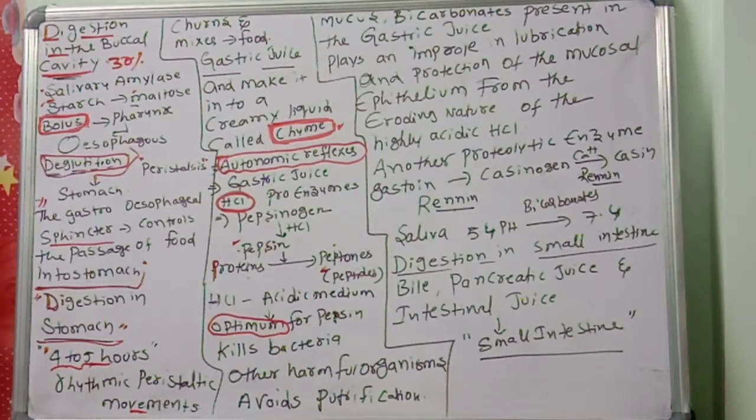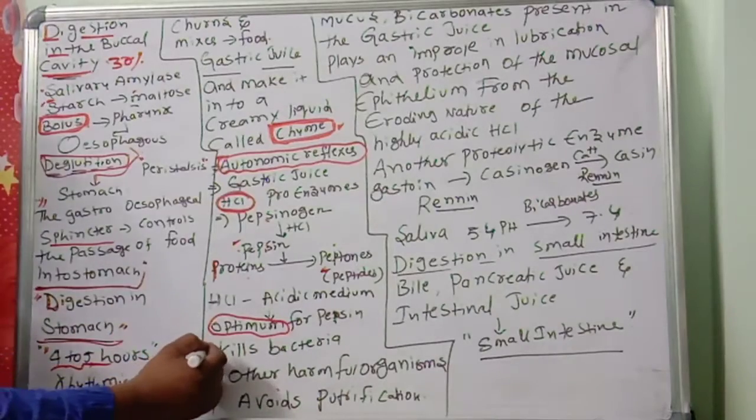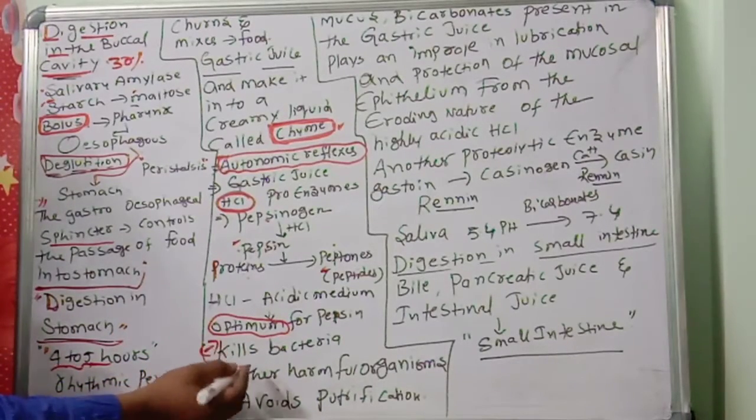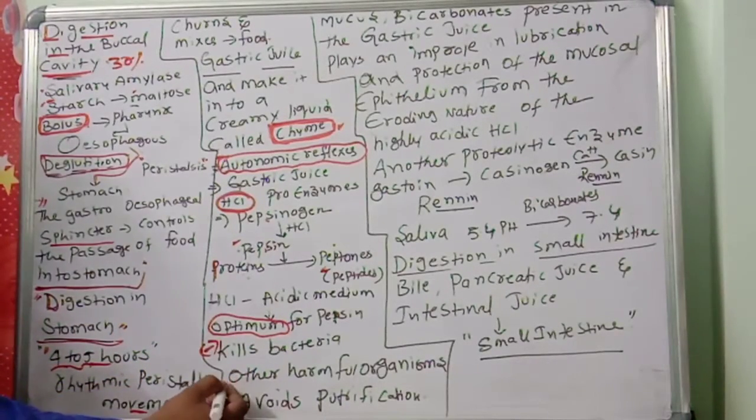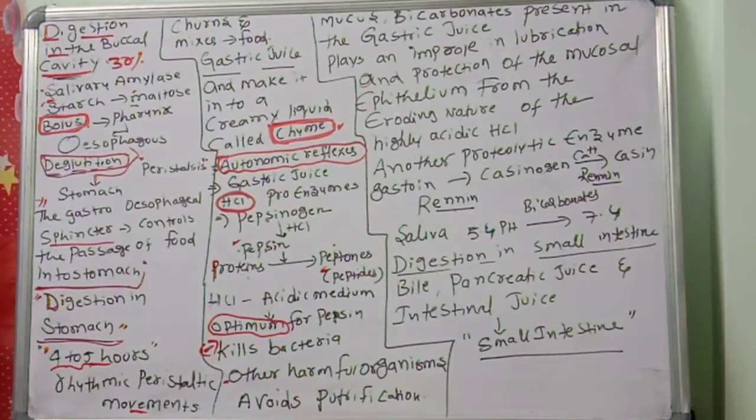Now what are the functions of HCl? Come on, tell me the functions of HCl. HCl kills the bacteria and other harmful microorganisms, and also avoids putrefaction. Any unwanted decomposition, that process, putrefaction, is also controlled by which one? The HCl. Very, very important.